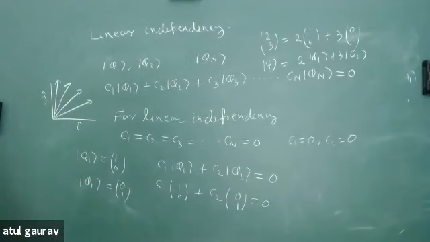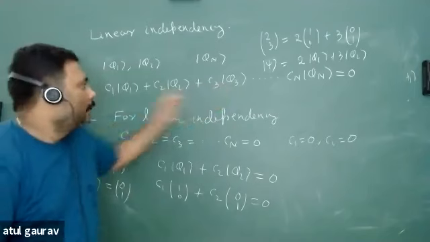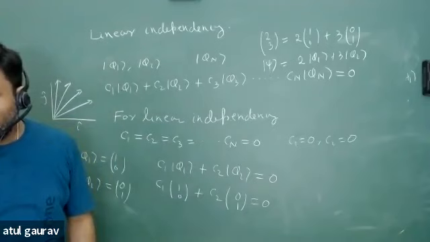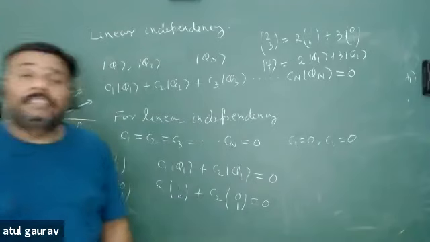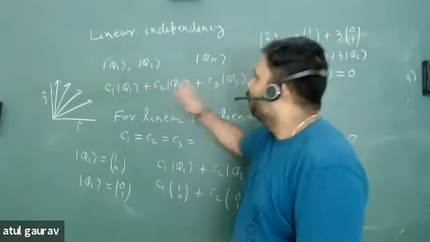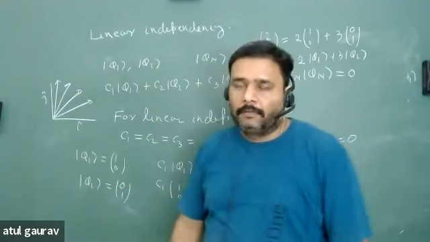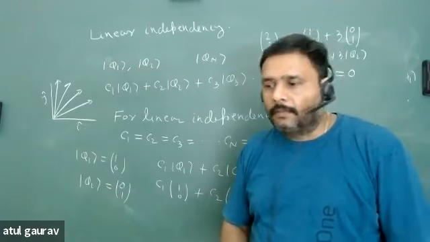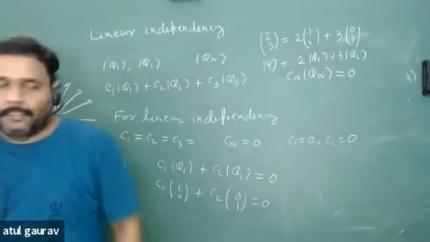Sir, could you explain once again that C1 and ket phi 1 thing? Where is the problem? I have written the equation: C1 ket phi 1 plus C2 ket phi 2. You mentioned C1 equal to C2 equal to 0 here, right? If this condition holds, then phi 1, phi 2, phi 3 are linearly independent. Are you getting this? Yes, sir.